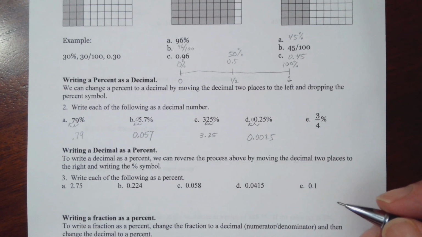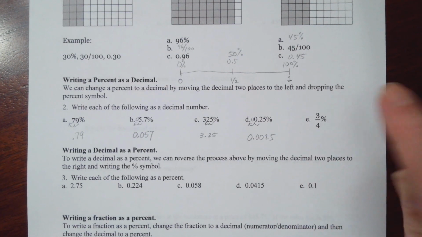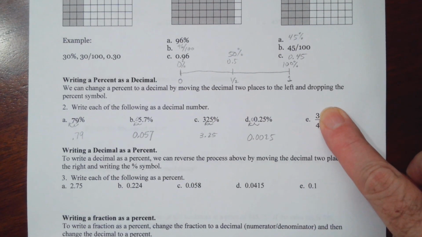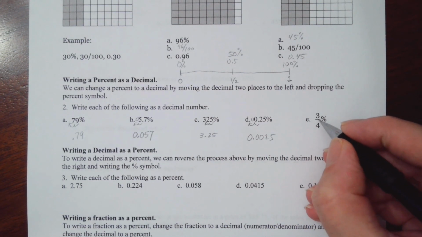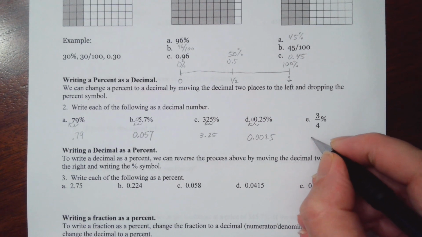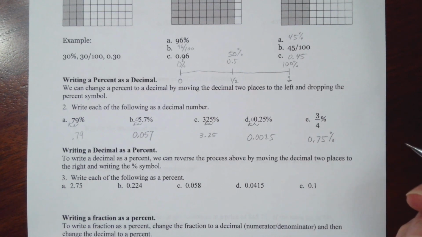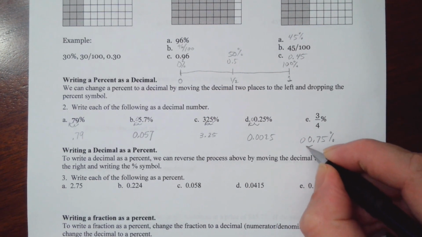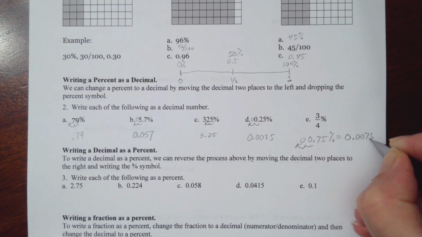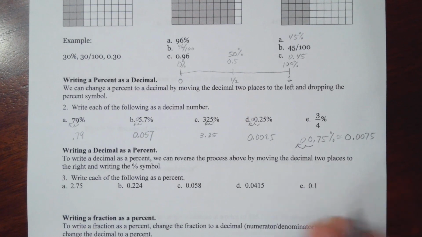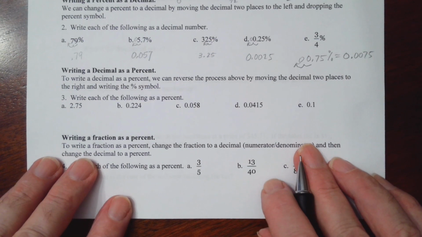All right, on letter E, you kind of had to remember, well, first of all, what 3/4 is, and we can change that to a decimal, and then it'll be similar to the one we just did. So 3/4, if you divide 3 by 4, that's 0.75, and that's percent. And so if we move that decimal 2 to the left, we have 0.0075 or 75 10,000ths.